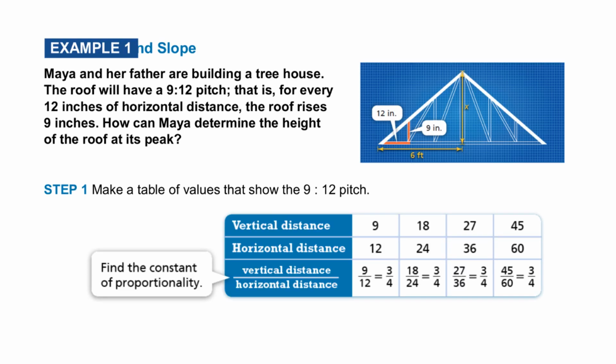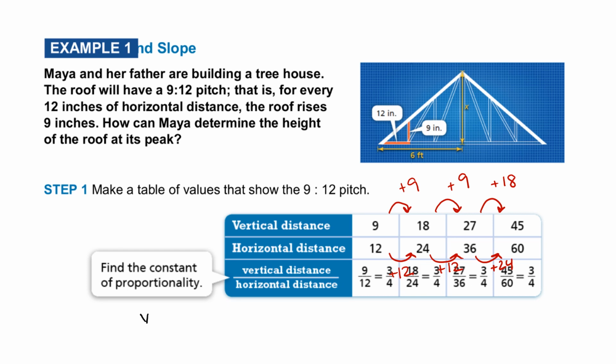Example number 1, we're given our table for Maya's roof building. We would find our pattern in our table: 9, 18, 27, 45. Our values are going up by plus 9 until you get to the end, where 27 is plus 18 to jump to the 45. Going across the bottom, again finding our pattern, 12 plus 12 is 24, 24 plus 12 is 36, but to get from 36 to 60, we would add 24.